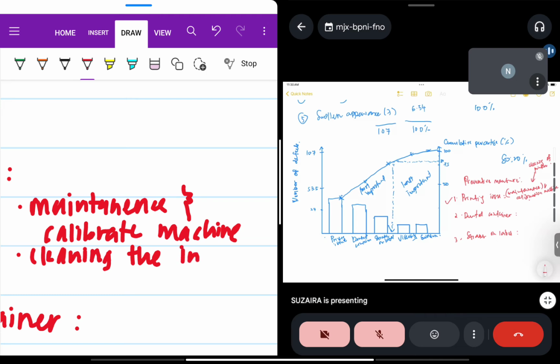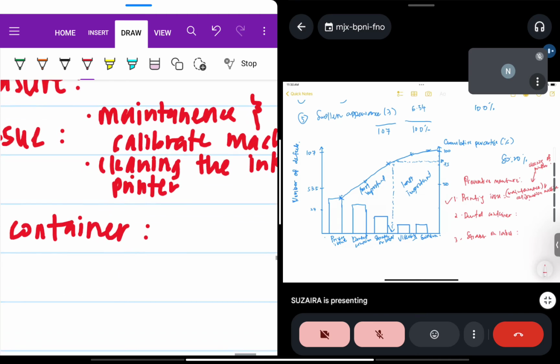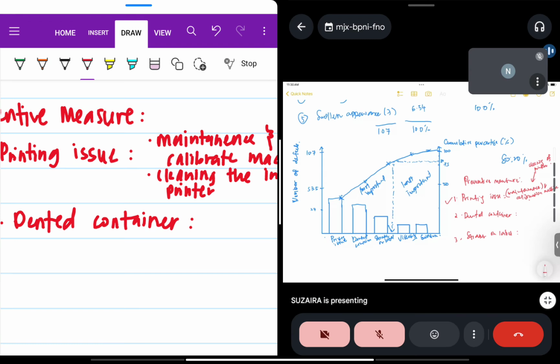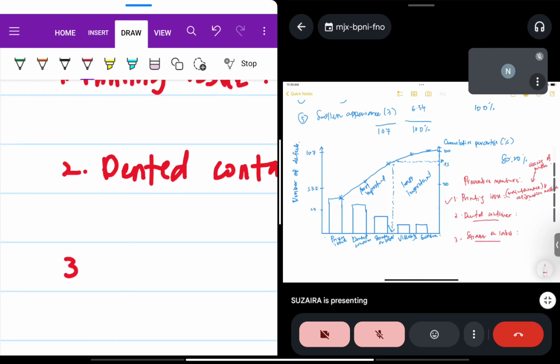How about the dented container? Anyone who would like to try? How can we reduce the defect? How can we reduce the number of complaints in terms of dented container and also stretch label? Usually these two work together. What should you do? QC, inspection. Okay, inspection of the final product.